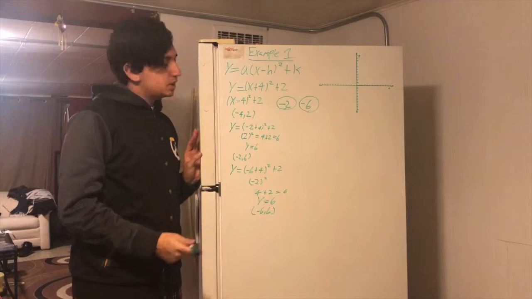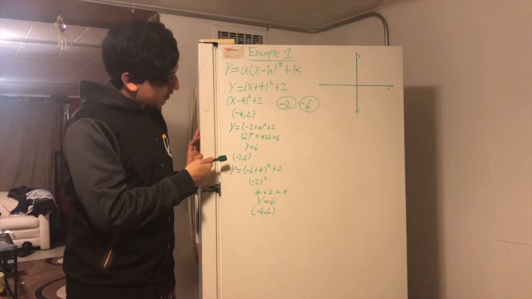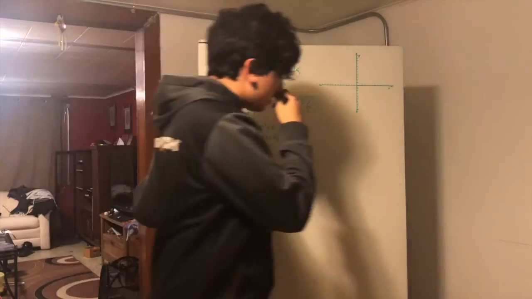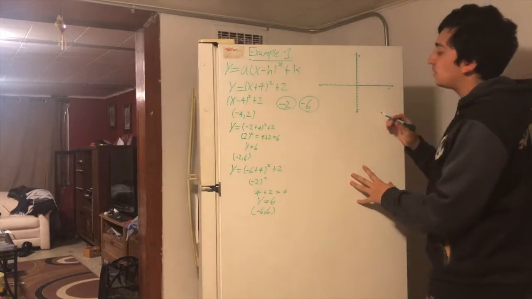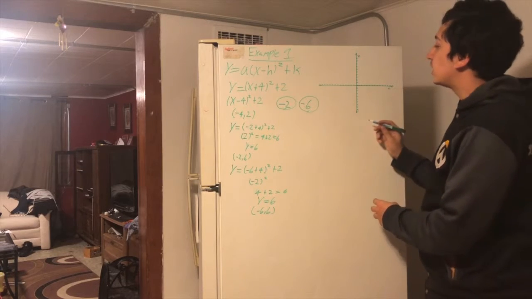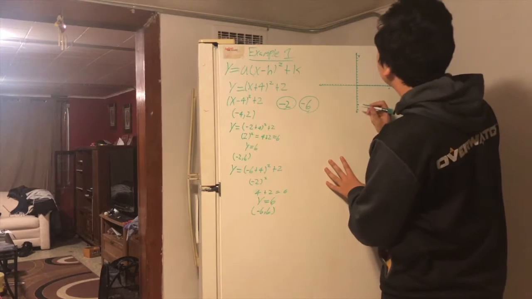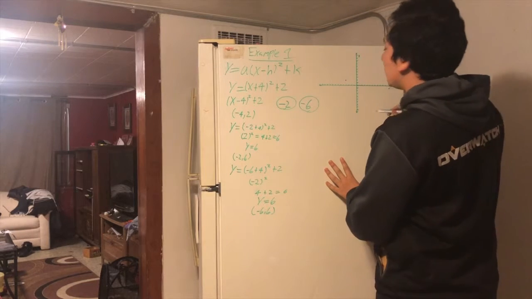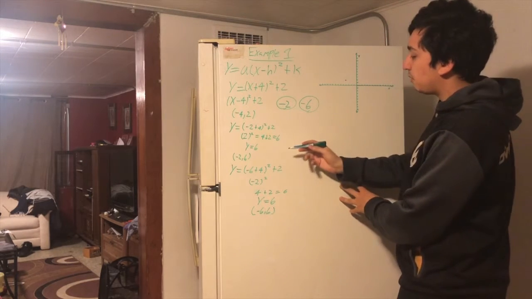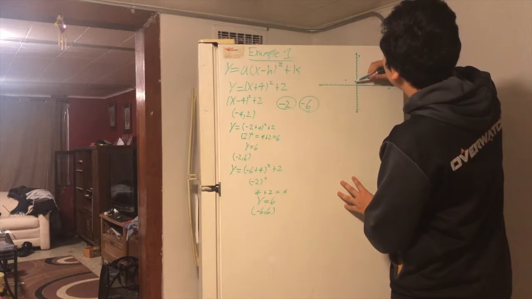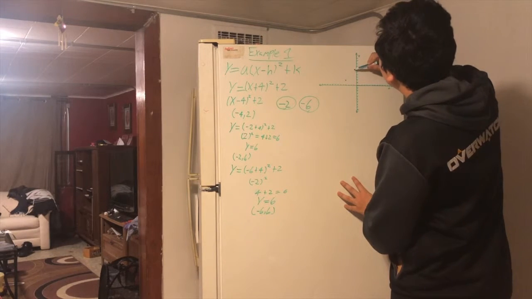Now that we found our 3 points, we found our vertex, we found the first point we plugged in, and the second point we plugged in. We simply just have to plug them into our graph with a scale of 1. So we start with our vertex, the negative 4, positive 2. So that would be right here. And now we plug in the first point we found, which is a negative 2 and a positive 6. Negative 2, positive 6.